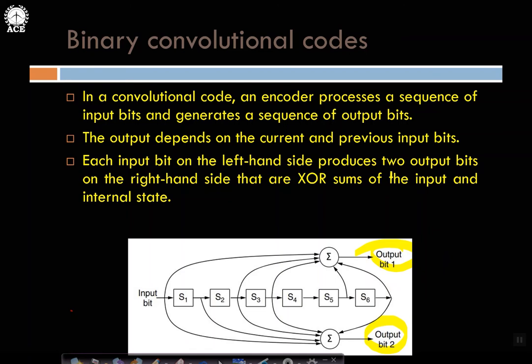Each input bit on the left hand side produces two output bits on the right hand side that are exclusive OR. This is the exclusive OR operation of the input and the state, the internal state of this encoder. So using these two bits at the receiver side, we can again detect the errors.